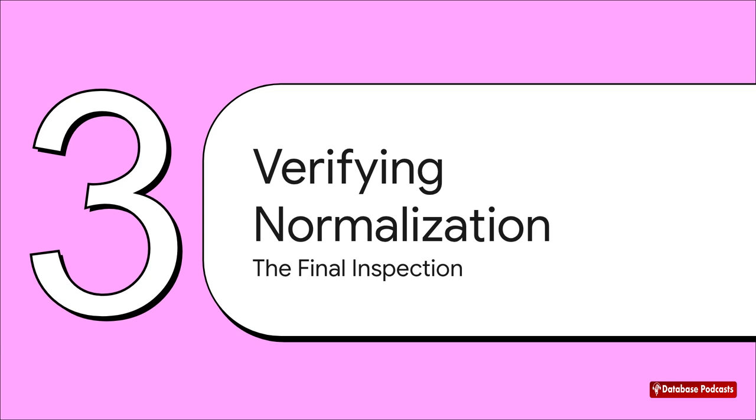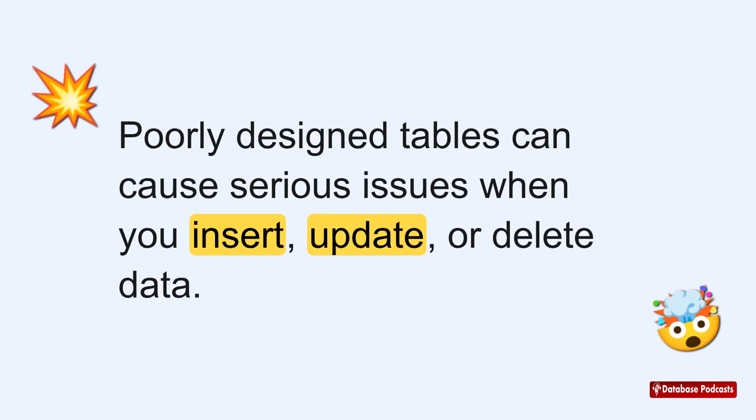Okay, we've defined our columns, we've set up our constraints, we're almost there. It's time for the final inspection. Before we can call this job done, we need to step back and look at the overall structure of our tables to make sure we haven't created any hidden problems for the future. And this process is called normalization.